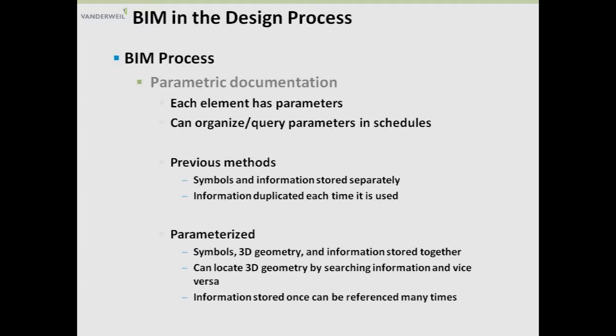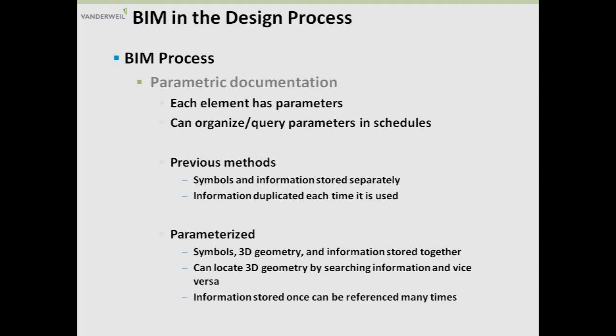And let's say you have the same light fixture on multiple sheets, you would copy that information and paste it onto multiple sheets. Well, if you need to change the name of that light fixture, if you need to change the wattage, if you need to change the note, you would have to change it in every location that it was referenced. With a parameterized model, now you have symbols, 3D geometry, and information all stored in one place. If you want to change the name of that light fixture, you can change it right there on the light fixture, and every single sheet in the model will be updated accordingly, since they're all referencing the same information.